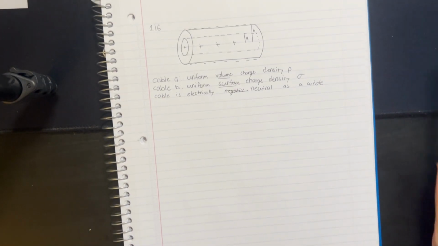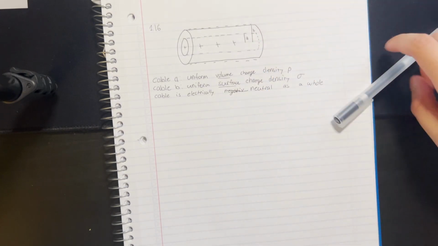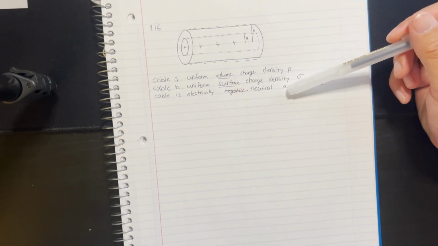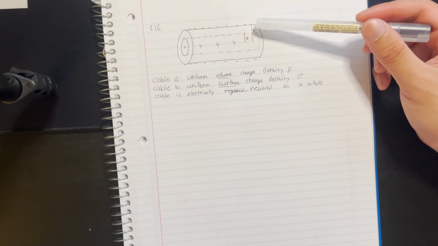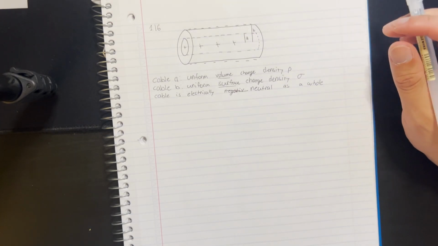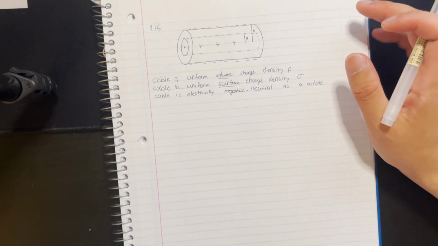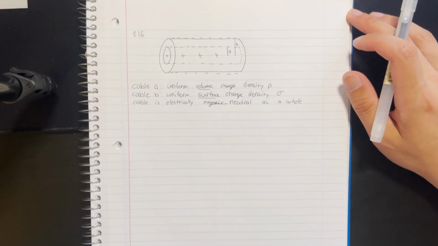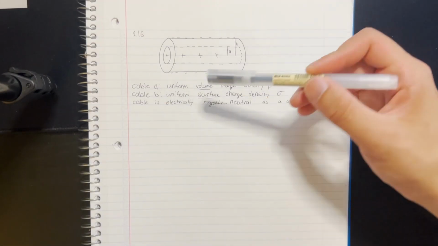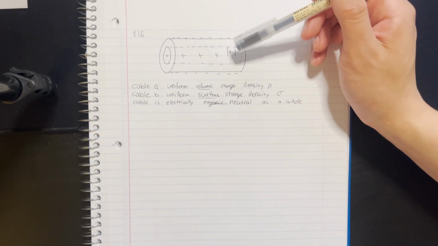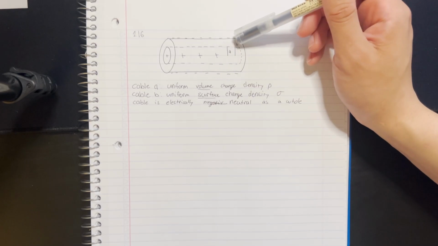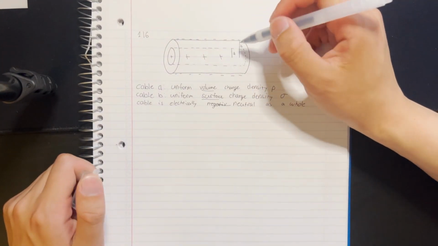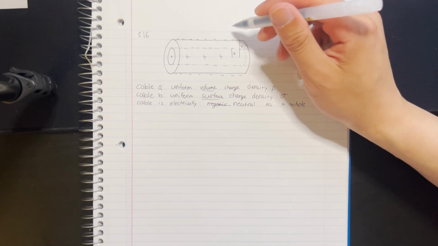So problem 2.16 states: a long coaxial cable carries a uniform volume charge density rho on the inner cylinder of radius A, right here, and a uniform surface charge density sigma on the outer cylindrical shell of radius B. The surface charge is negative and is of just the right magnitude that the cable as a whole is electrically neutral. Find the electric field in each of the three regions. 1, inside cylinder A. 2, where S is greater than A but less than B, so in this little region right here. And lastly, the region outside, S greater than B, outside here.